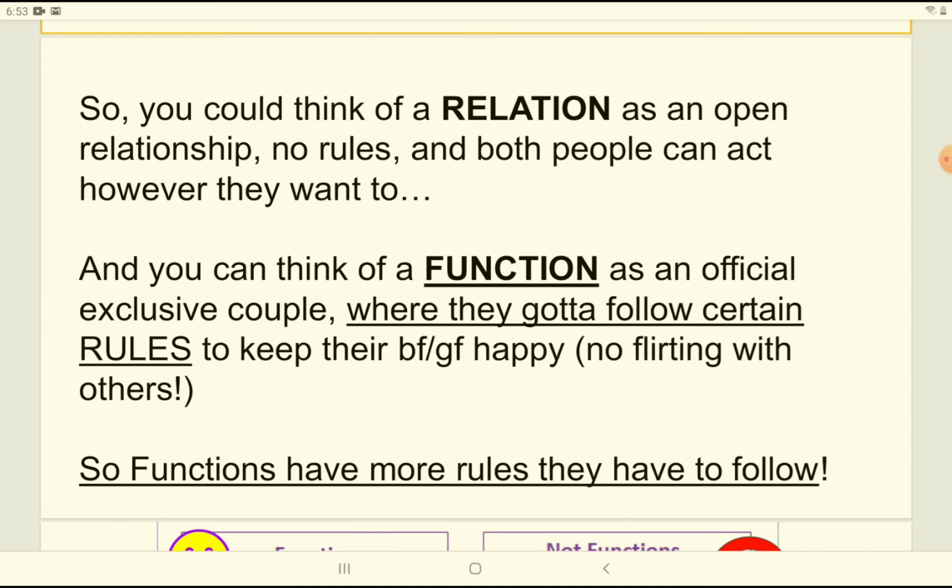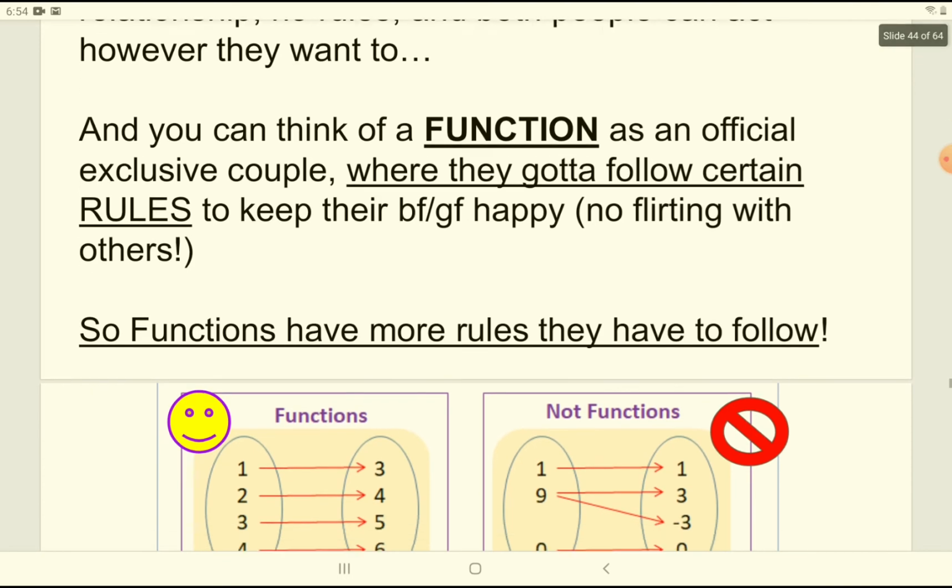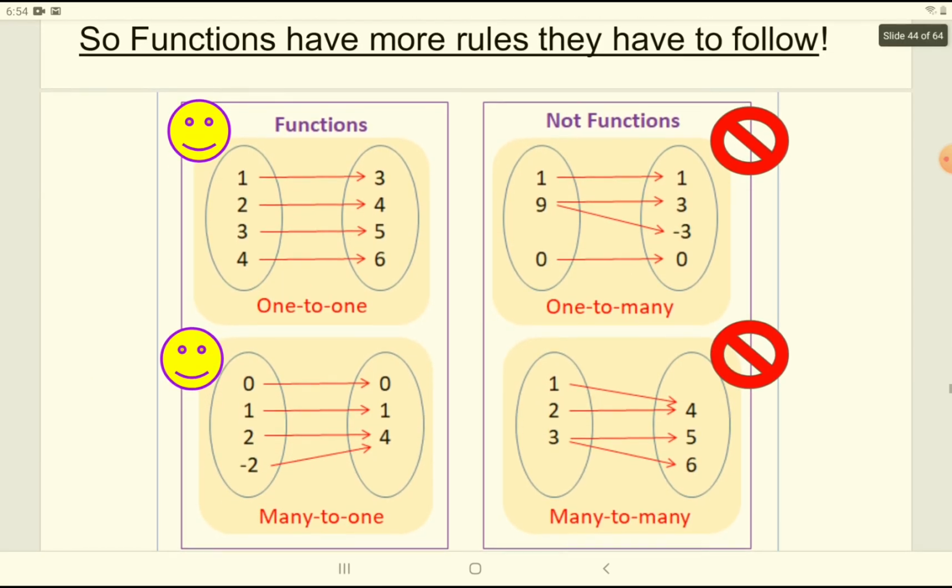So a relation, you could think of it as like an open relationship with no rules, right? And really it's just insanity. But that's all right, because they agreed together on insanity. Okay? And then you can think of a function as an official, exclusive couple where they gotta follow certain rules to keep their partner happy. Okay? So functions have a little bit more requirements. Functions have more rules they have to follow.